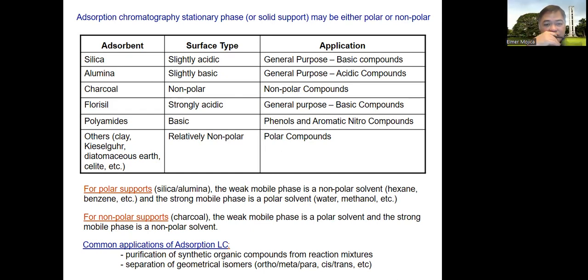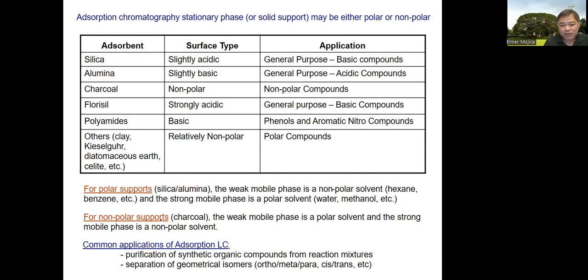Now you can use charcoal, it's non-polar, so it is used for non-polar compounds. Now Florisil, this is strongly acidic, so you can use it for basic compounds. Now you have polyamide, so this is basic. You can use it for phenols and aromatic compounds, and other materials like diatomaceous earth, clay, kieselguhr, and silane, which are generally non-polar, and you can use them for polar compounds.